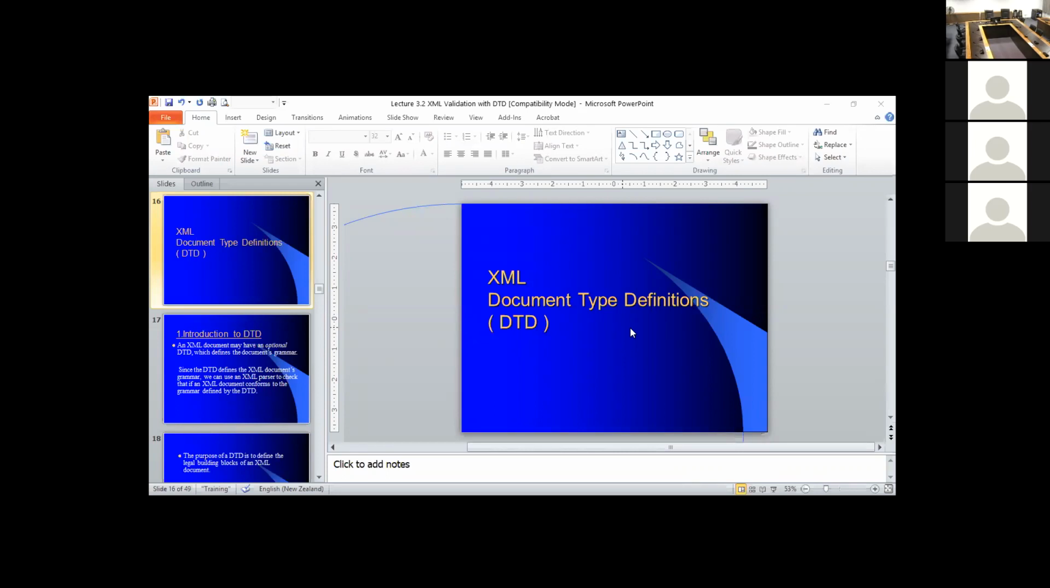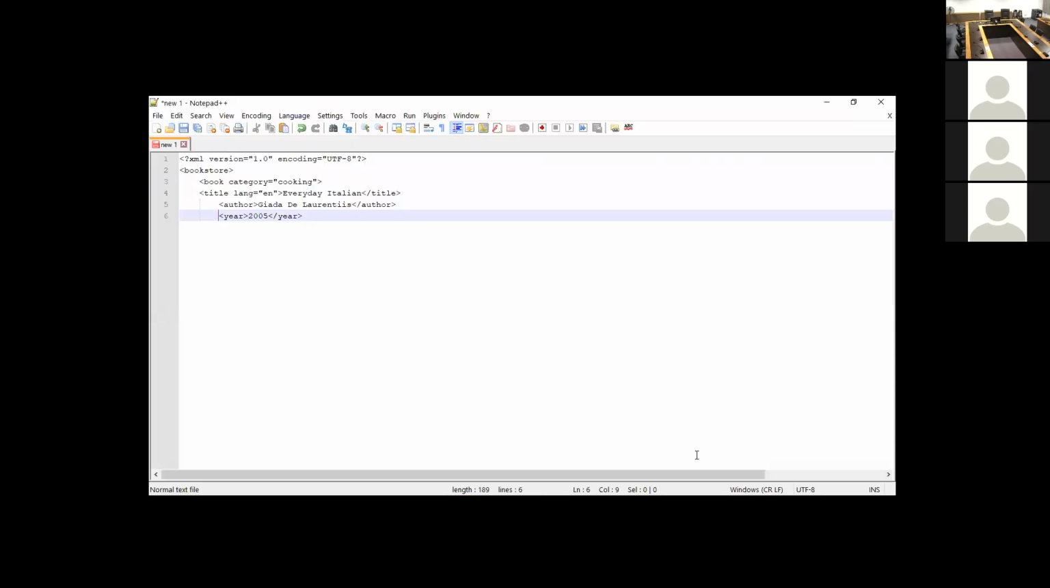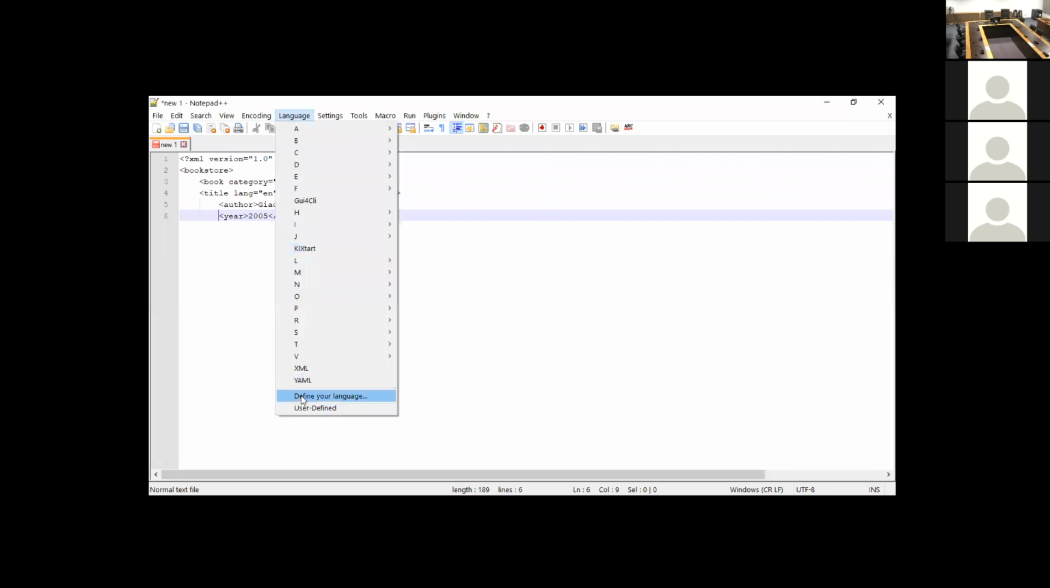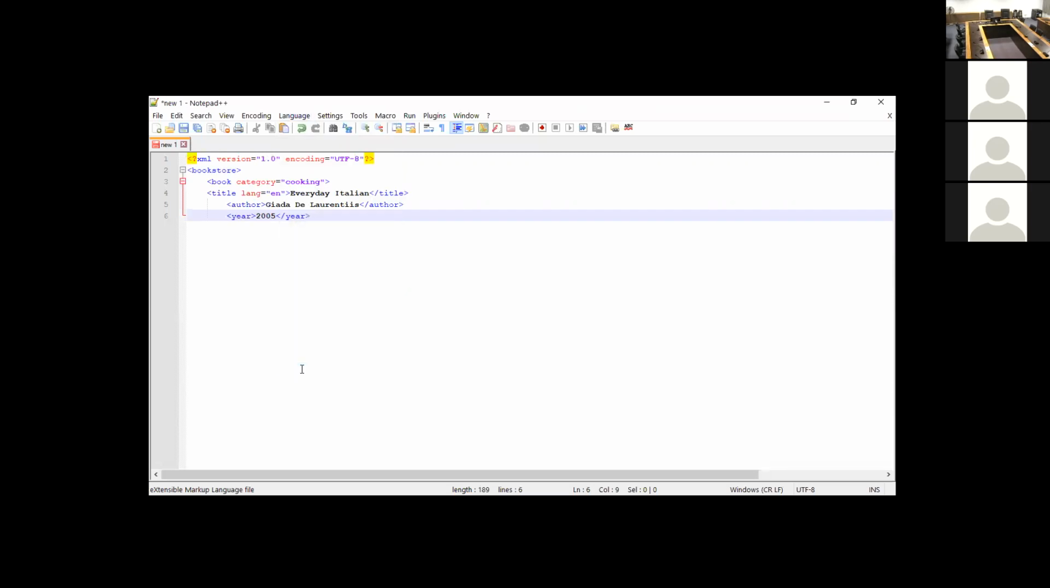S. Prakash says, how about changing the language of Notepad++ to XML? Okay, let me see. Let's share. Let's find Notepad++. And where do I do that? Because I've already done that. It is already set to XML. Maybe it was not. I'm getting excited.